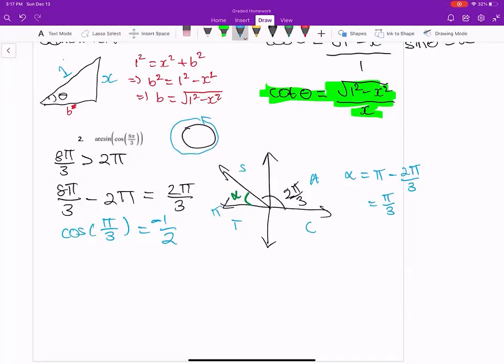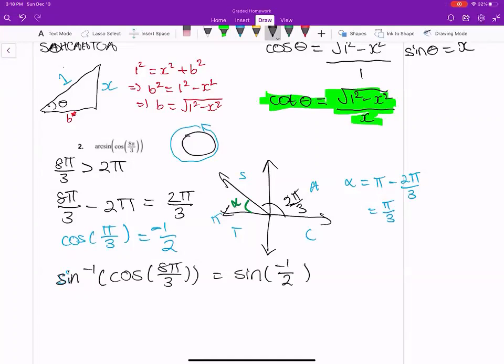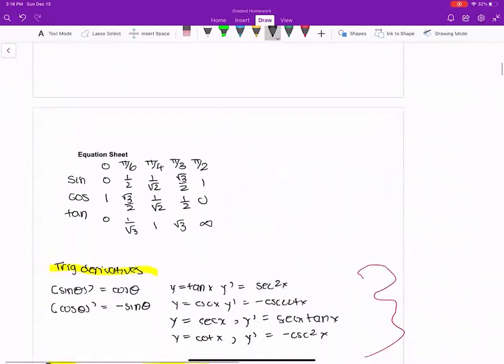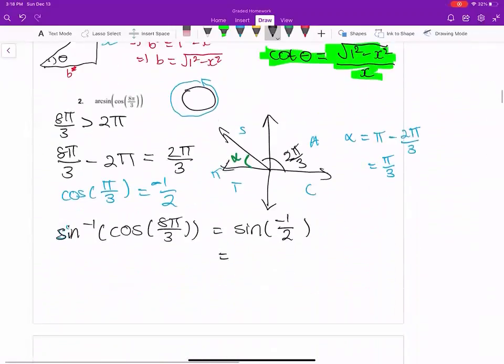Okay, so now we have sine inverse of cos 8 pi over 3, which simplifies to sine inverse of negative 1 over 2. Again, you can look over here. You see that sine of pi over 6 is 1 over 2. So sine inverse of negative 1 over 2 is negative pi over 6. So that equals negative pi over 6. And that's your final answer.